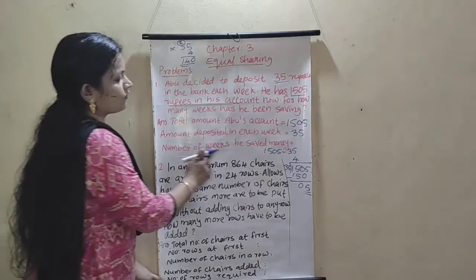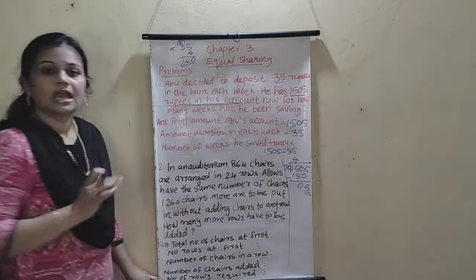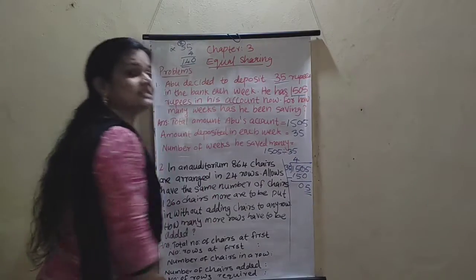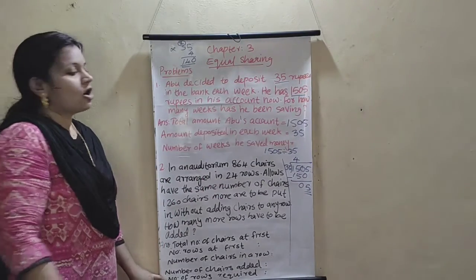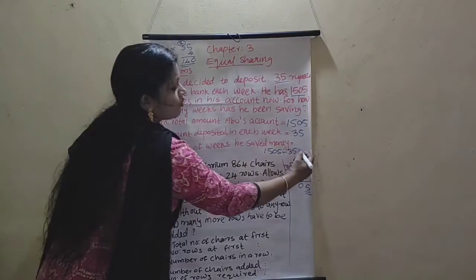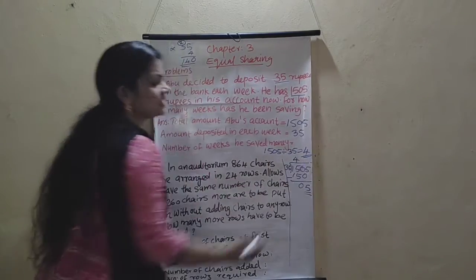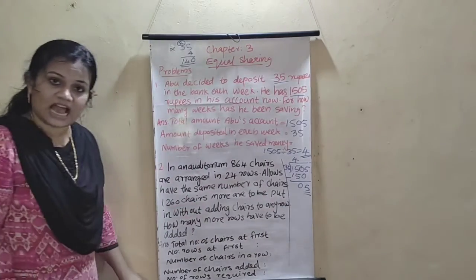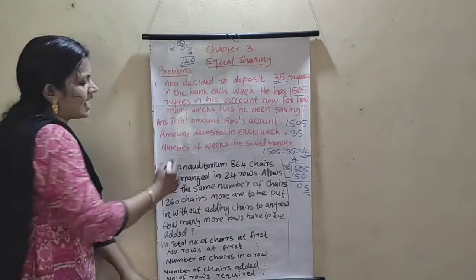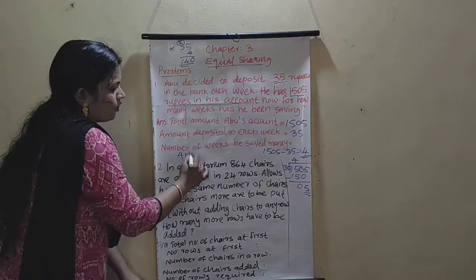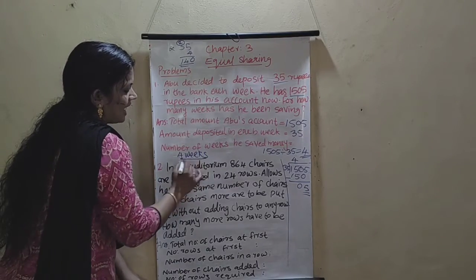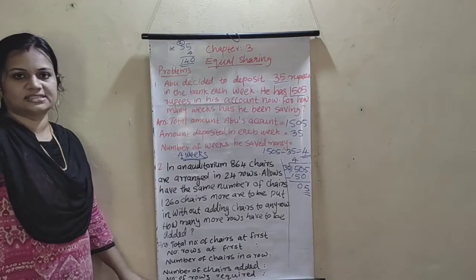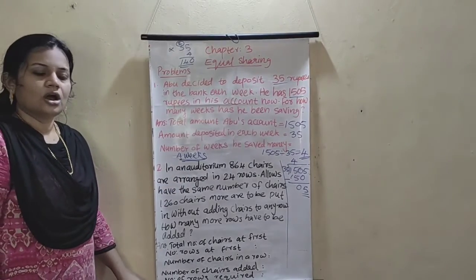Then how many weeks has he saved money? Number of weeks: 4 weeks, and the remainder is days. How many weeks is here? 4 weeks. The remainder is 5. So we can say 4 weeks, 5 days. Here we calculate only weeks, so we can write 4 weeks. Understood all? Okay.